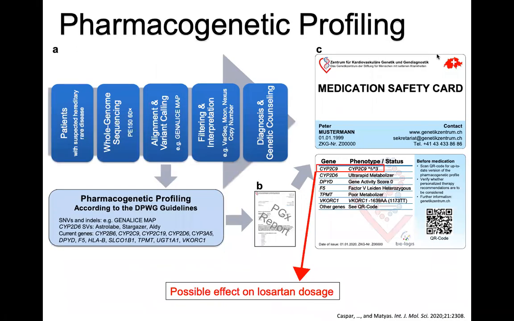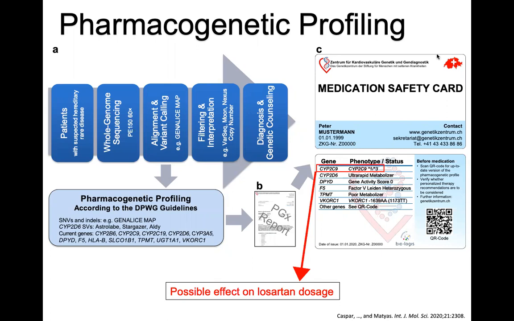As a next step, as we already had whole genome data available, we used this data to generate pharmacogenomic profiles for the patients. We have already described this approach recently, which enables us to provide treatment recommendations according to international guidelines for currently 77 drugs. Indeed, one of the family members is a slow metabolizer of CYP2C9, which metabolizes losartan and could therefore potentially influence the dosage required for a successful treatment.